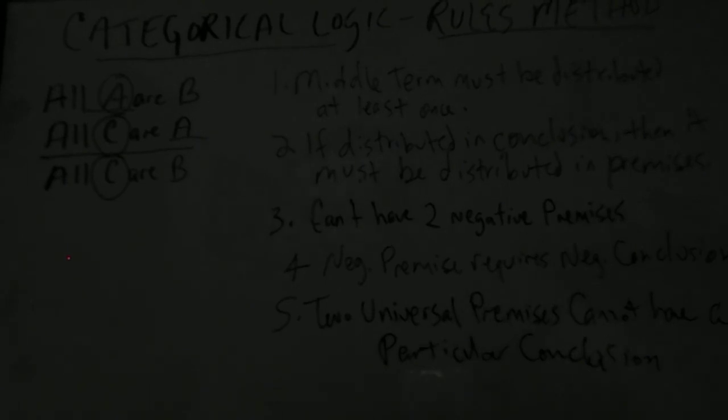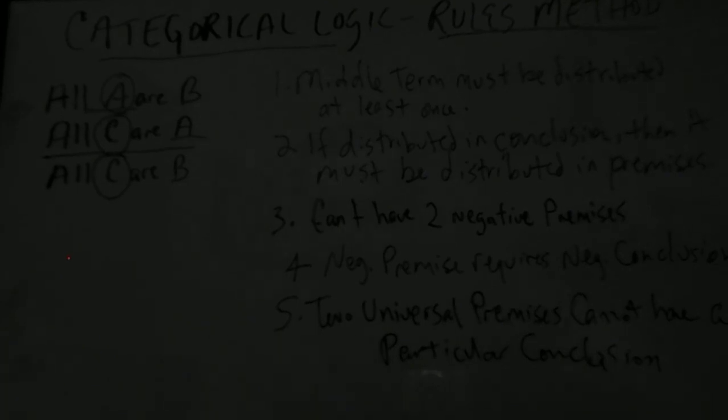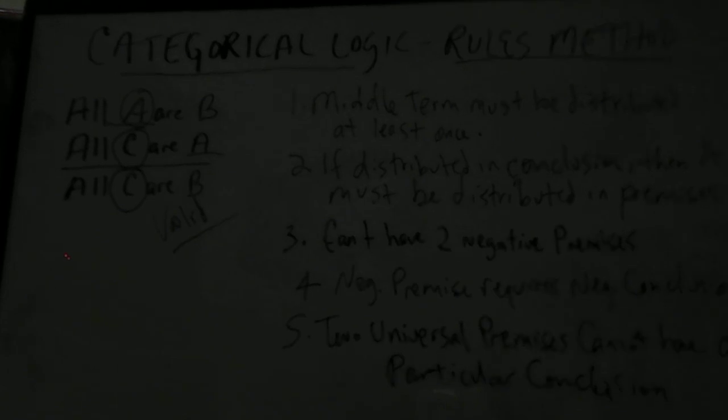So again, our paradigm case there, we can see that we do have two universal premises. They're both A, but they also lead to a universal conclusion, so we're good there. We can see that that one has met all 5 of these rules, and that means that we can refer to it as a valid argument.